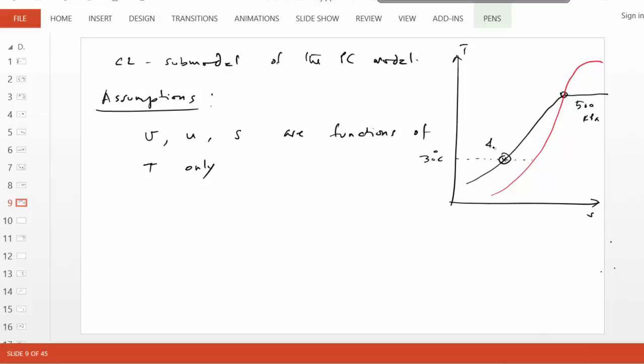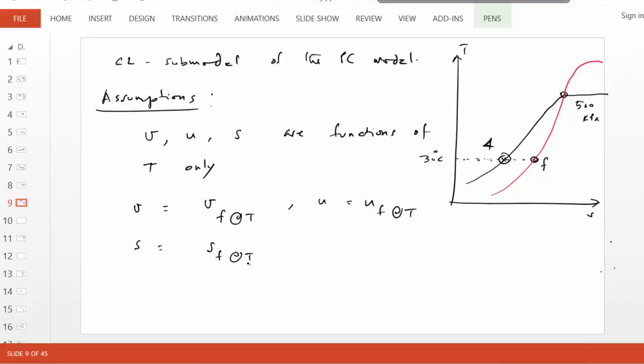So if this is my state 4, that means to find V, U, or S, you can find them anywhere. It's a function of temperature only. So if you know the temperature, you can find it here, here, here. All these states will have the same V, U, and S. Which immediately means for this point, we already know how to find properties, right? If I know the temperature, I can go to the temperature saturation table and read these properties. So therefore, V can be found from v_f at given T, U is u_f at given T, and S is s_f at given T.